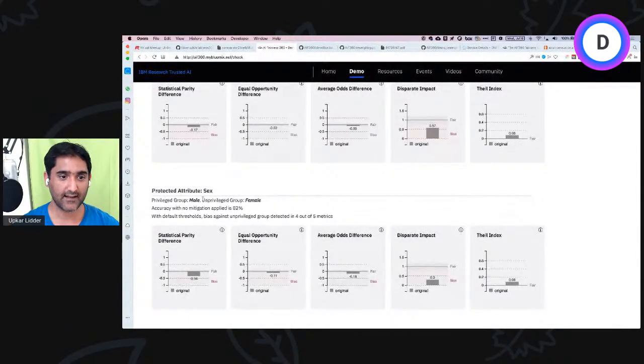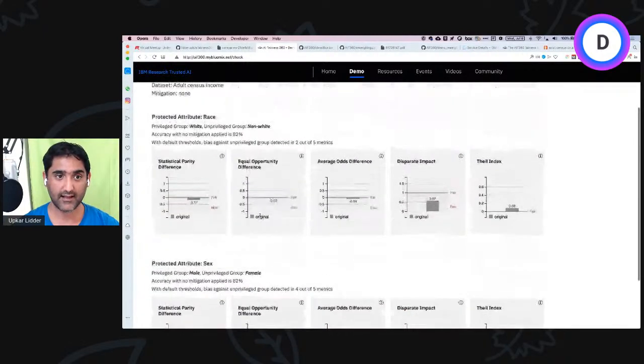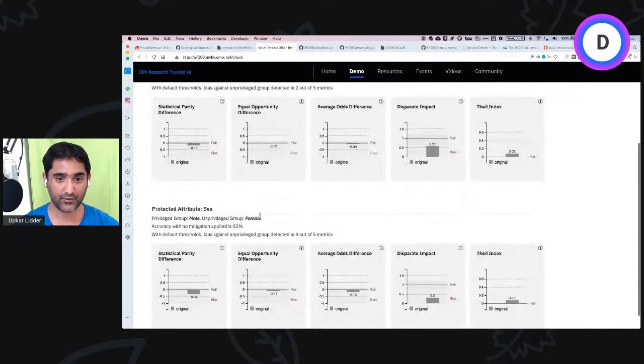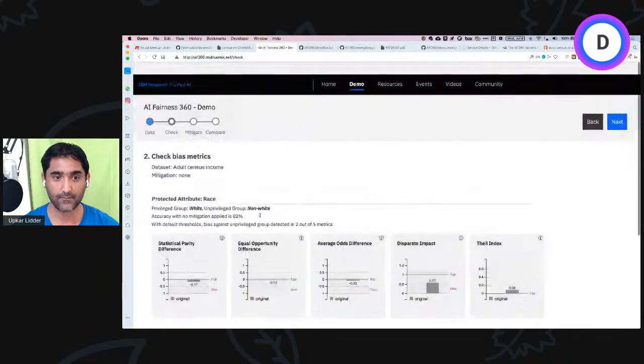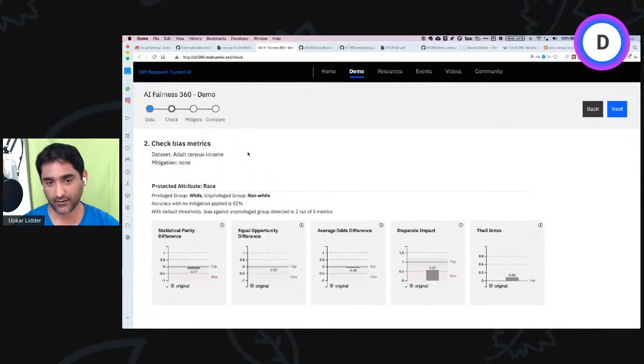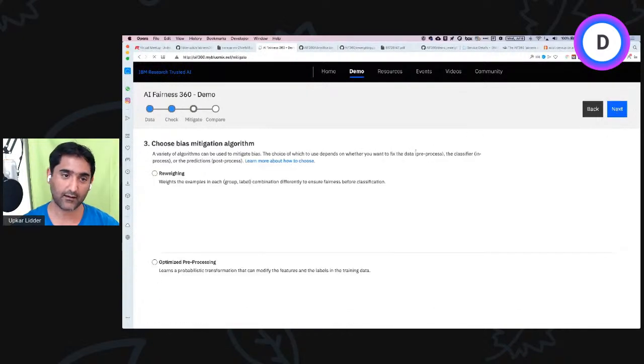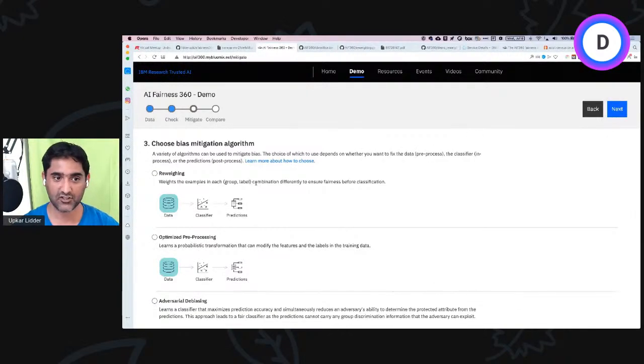And then the second thing is looking at sex as a protected attribute, and it seems like the bias is showing up in a lot more metrics than it was showing up when we looked at race as the protected attribute. So okay, once we have detected there is some kind of bias using the toolkit framework, we can click on next and go into mitigation algorithms.